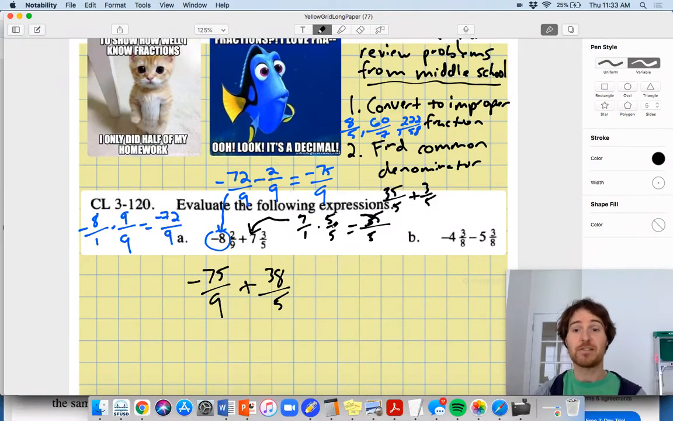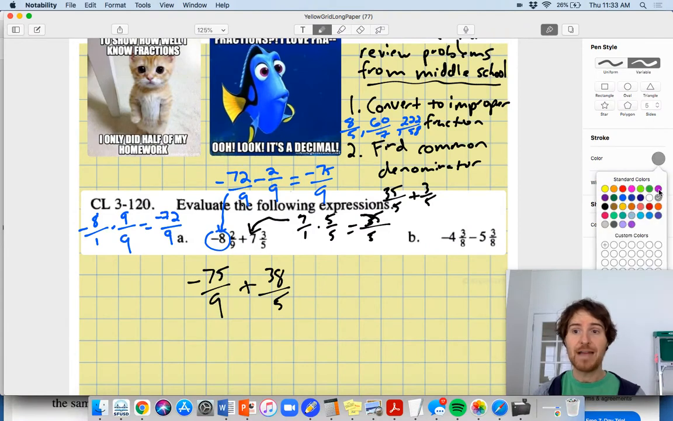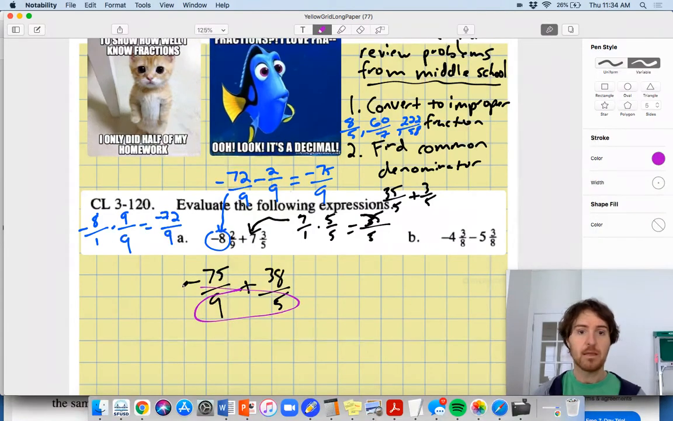And then find the common denominator here. I want to combine these fractions somehow. I can't just add 75 parts to 38 parts here because this 75 parts, negative 75 parts that is, is getting divided 9 ways. This 38 parts is getting divided 5 ways. So they're getting divided by different amounts. So I need to somehow find a common denominator.